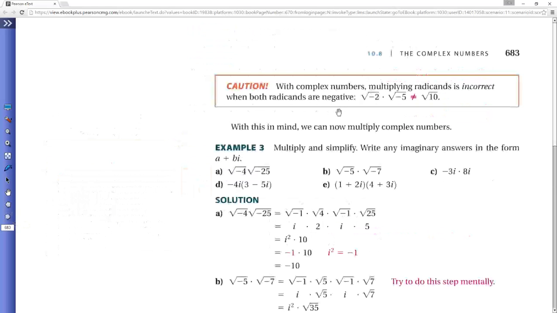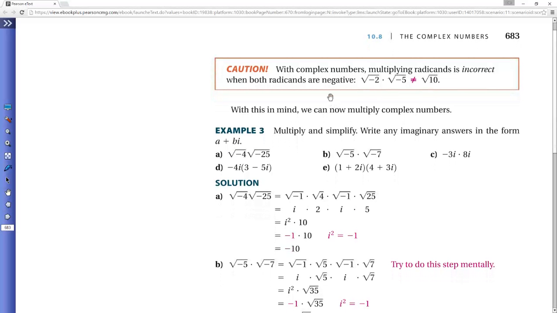They give us that caution that I just talked about. This is not possible. You've got to make sure that the trigger that occurs is we have complex numbers here. We need to deal with my imaginary number issue first. With this in mind, it says, how can we now multiply? We can now multiply complex numbers.